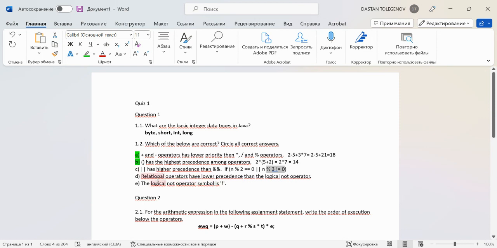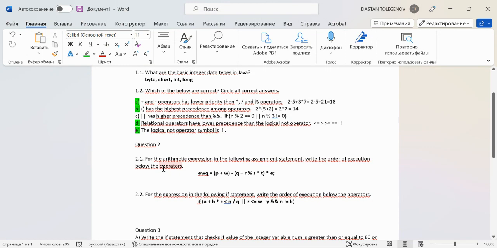What about the option: relational operators have lower precedence than the logical not operator? Relational operators, which are this one, less than, more than, or equal to, and the not operator. Yeah, they have lower precedence. What about E? The logical not operator symbol is this one. Yeah, that's correct as well.